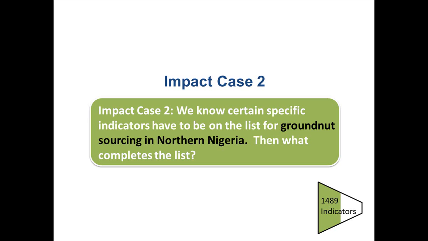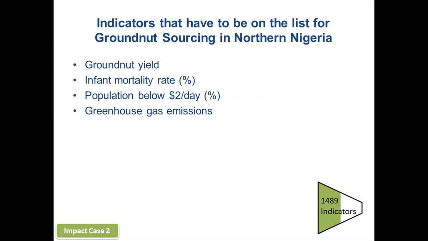So maybe we already know we have some partners who've been working in Nigeria on these issues for some time. Maybe there's specific farmers or commodity companies who are working there, and they're already using specific indicators, and they know that there's some specific indicators that should be used and should be on this list in northern Nigeria. So if we know that these indicators should be on there, we can actually lock in these indicators first and then run the model to complete the list. So in other words, we can use the algorithm to choose a manageable set to represent the main remaining issues.